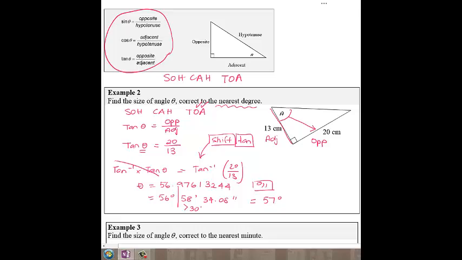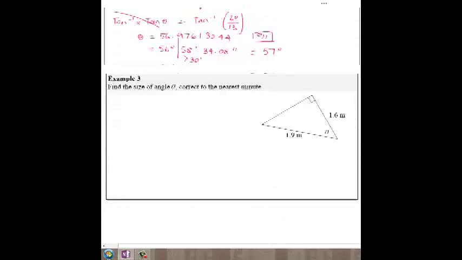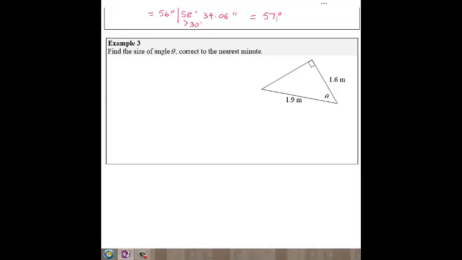Now moving on to the next question. Scrolling down, the question is to find the angle theta to the nearest minute. Once again, before we begin doing any operation, we need to identify the sides and their relationship to the angle. We have our angle here. The first side I'm going to identify as the hypotenuse because it's the longest side and it's also the side opposite the right angle. So the hypotenuse is 1.9 meters. That 1.6 meter side is next to the angle, so it's our adjacent side.